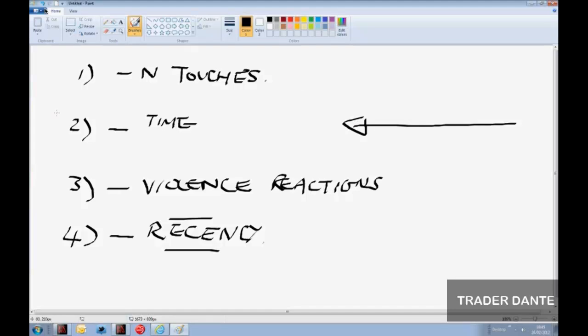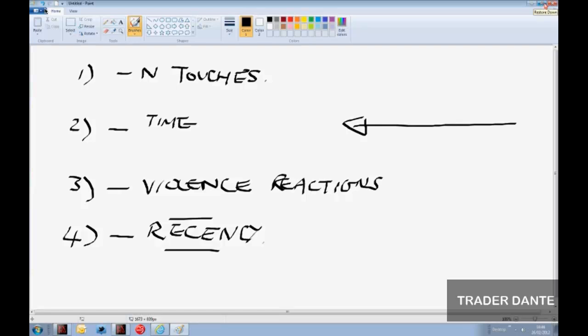And these 4 things are the things that we've constantly got in our mind when we're drawing these levels. So number of touches, the time that's elapsed, the violence of the reactions, and the recency. All of these points are linked by the fact that more is better. More touches is better, more time is better, more violence is better, more recent is better. So we have those points in the back of our minds.